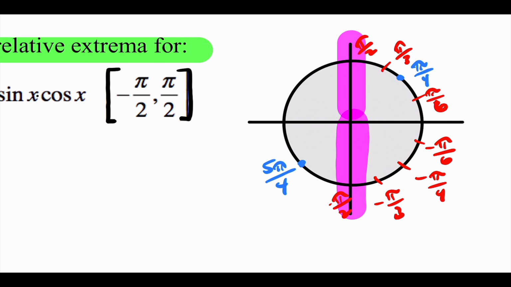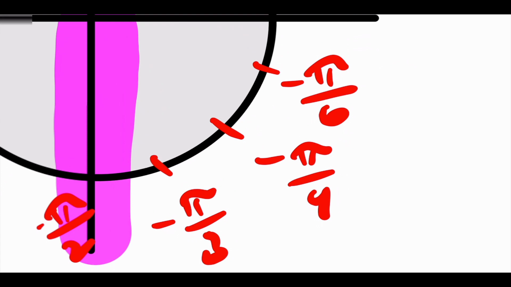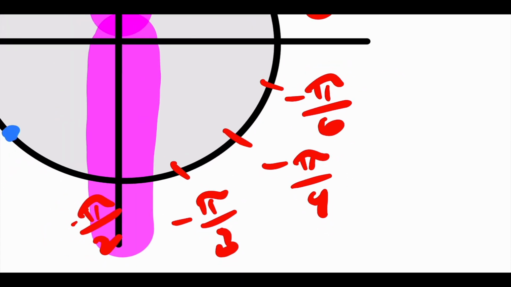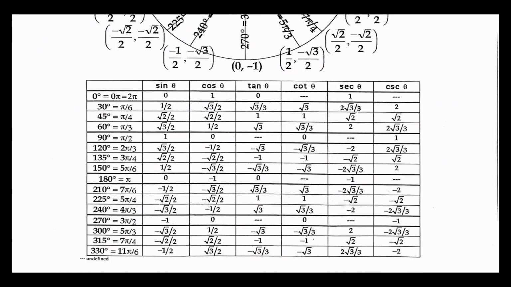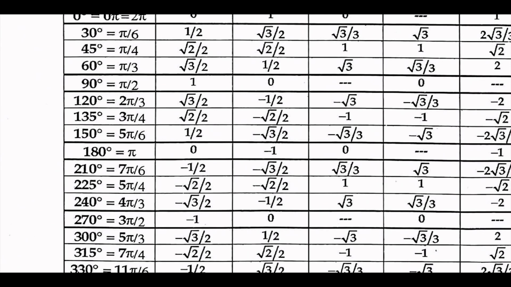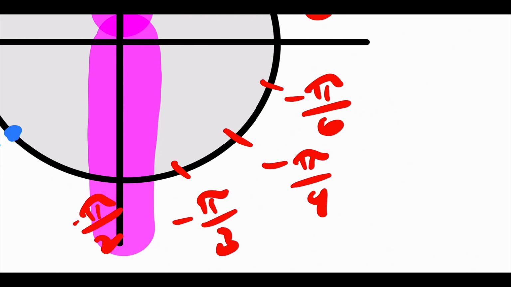So how can I use my chart? My chart doesn't have any negatives. How can I use my chart to find this stuff down here? Because if I look on my chart, this is what students do. Mr. Flores, mine doesn't have any negatives. How do I use it? But you can use it. How can I use my chart with negatives?